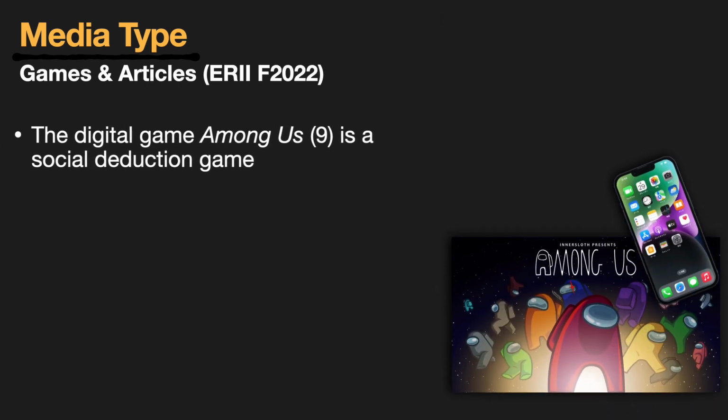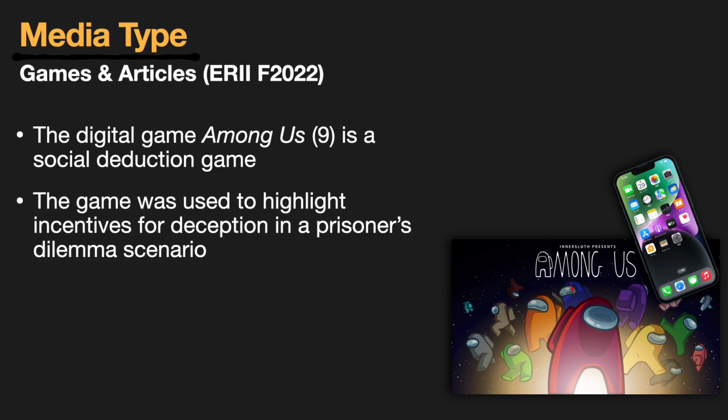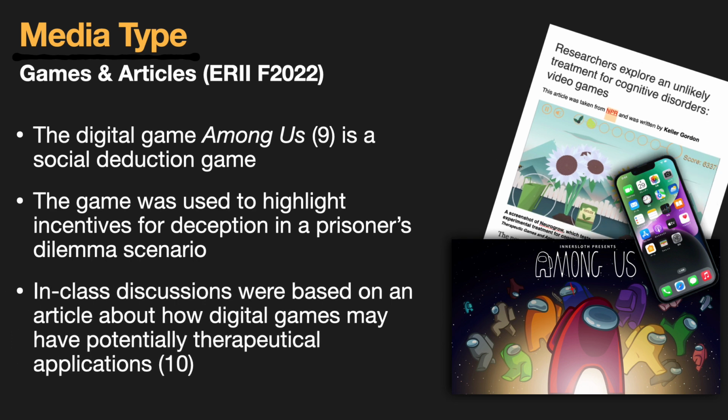from the game itself. In the next class, English Reading 2, in the fall semester of 2022, the digital smartphone application version of a social deduction game called Among Us was played. The curriculum focused on how competitive scenarios create incentives for deception and betrayal, such as in The Prisoner's Dilemma. The article read in class was about how digital games may have applications outside of entertainment, such as medical interventions for cognitive disorders such as Alzheimer's and ADHD.